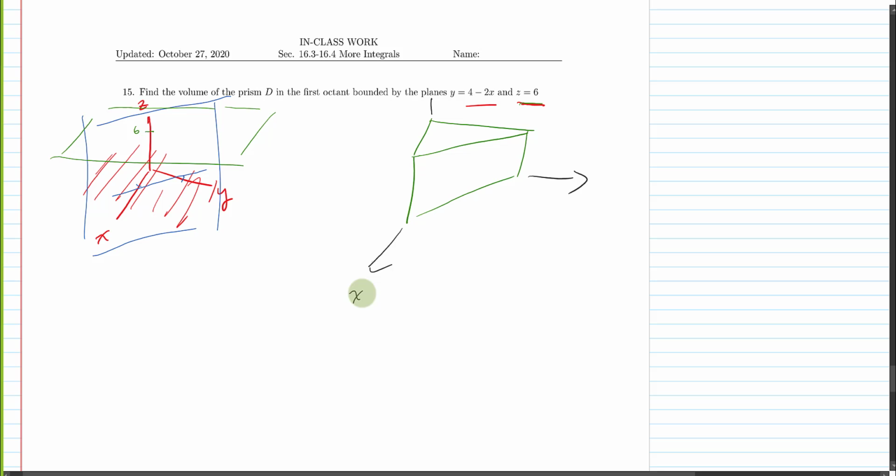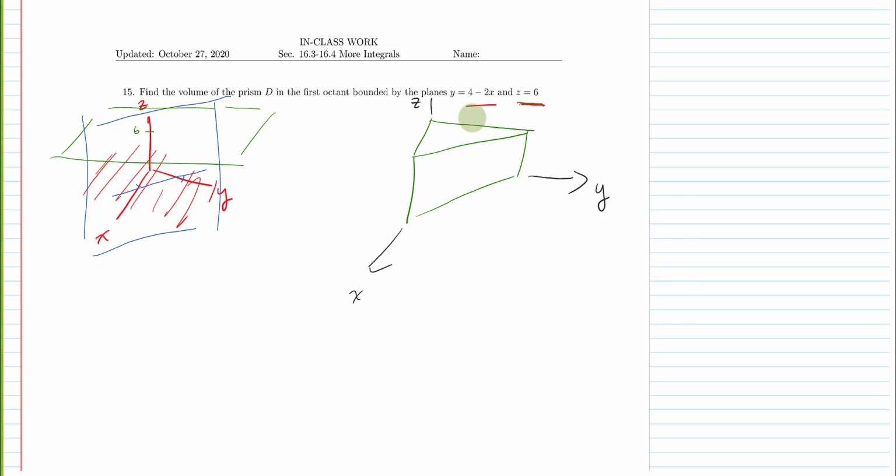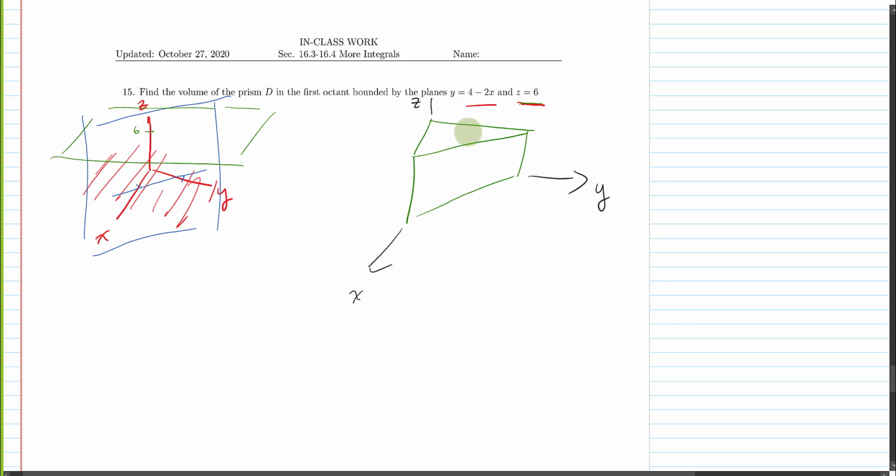So this is still x, this is still y, this is still z, and maybe I should have done a different color here, but that's the intersection of the first octant with those other two planes. So folks, when you do it, this is where you are going to have to sketch some three-dimensional shapes.